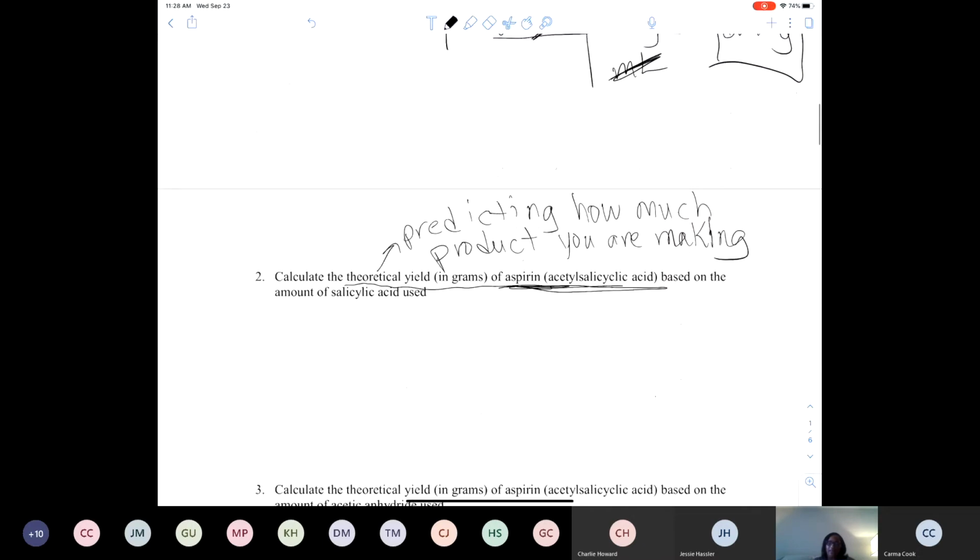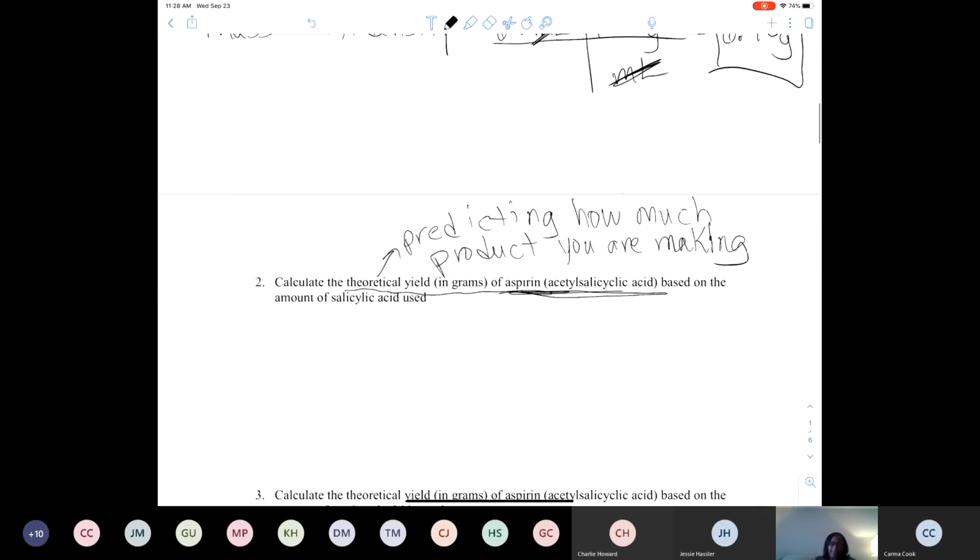So to answer our second question, knowing that we have a 1-to-1 mole ratio of each reactant to each product, we can calculate the theoretical yield. We're also going to be able to determine which reactant is our limiting reactant and which reactant is our excess reactant by calculating the theoretical yield. So we're going to calculate the theoretical yield of our aspirin based on each reactant. We have 2 reactants, the salicylic acid and the acetic anhydride.